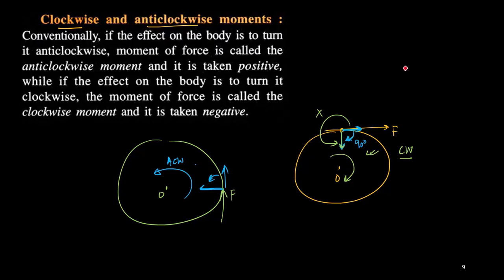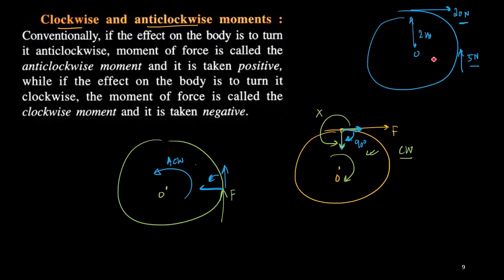So if multiple forces are acting, let us say there is a body of radius 2 meters. At this point you are applying a force of 20 Newton. At this point you are applying a force of, let us say, 5 Newton. Okay. So 20 Newton is giving a clockwise moment. So what is the moment of 20 Newton? 20 into 2, so 40. Okay. And what is the unit? That is Newton meter.